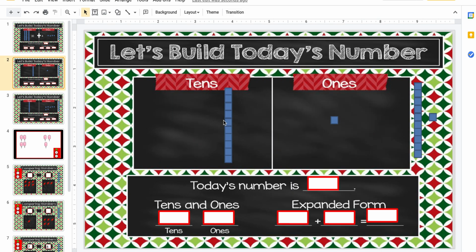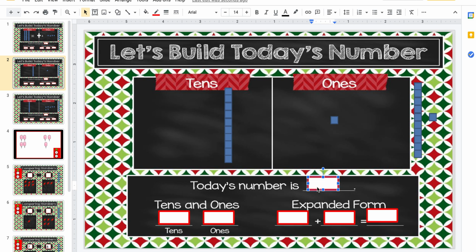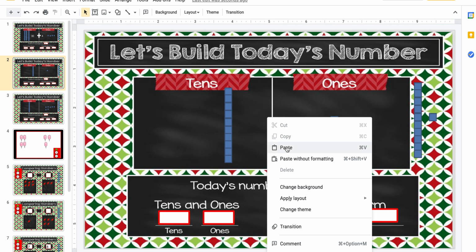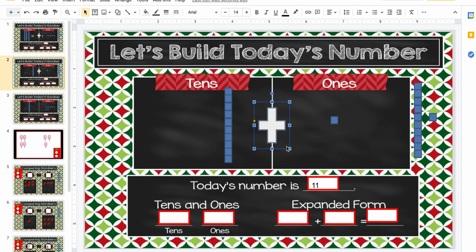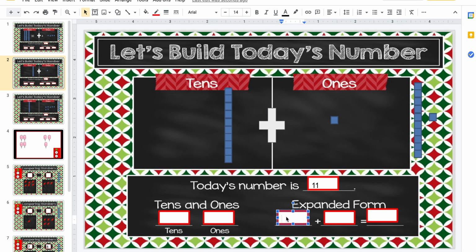Now, what's the number first? It's 10 and 1, which is 11. Good. Now, if I add my plus sign here, what's my expanded form? It's what's in the first box, what's right here? 10 plus, how many's on this side? 1 equals 11. Pretty easy, right?